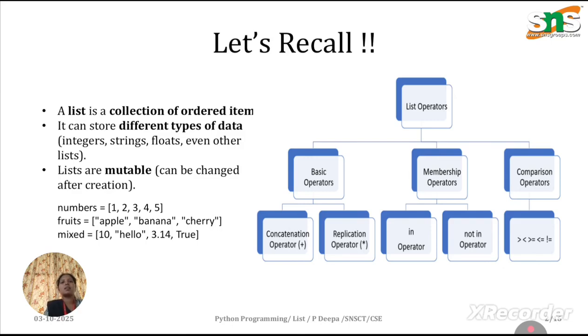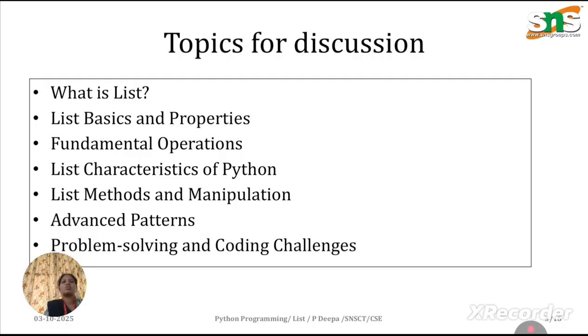The Python list is mutable. Mutable means it can be changed after creation, and the order can be changed. So today's discussion topics about the Python list are basic operators, fundamentals, operations, characteristics, methods, problem solving and patterns, and so on.